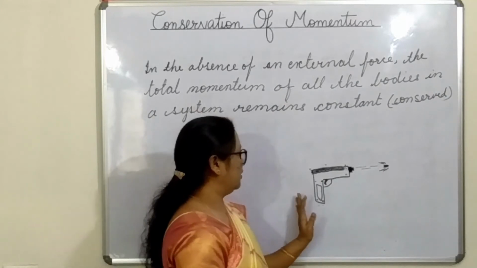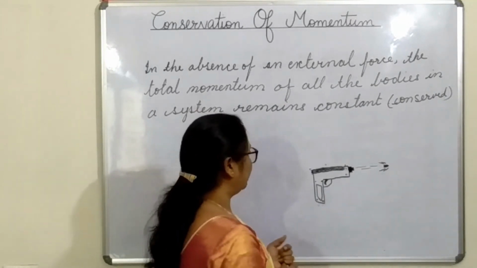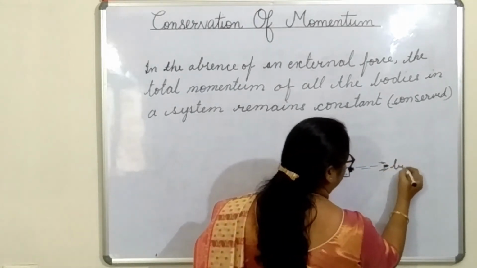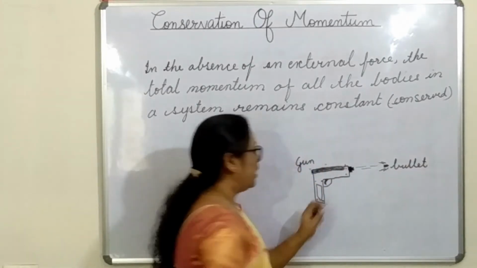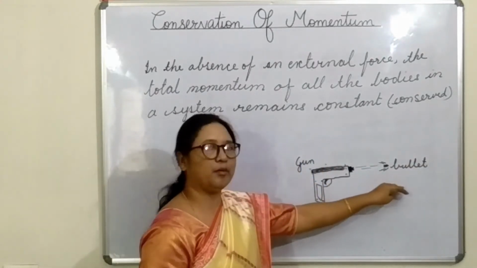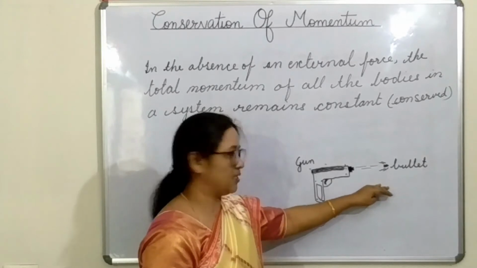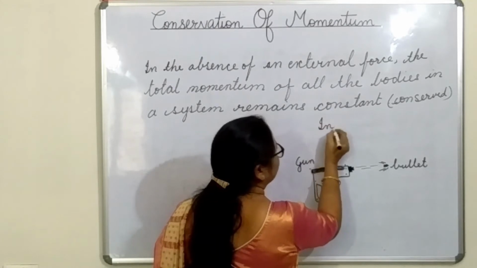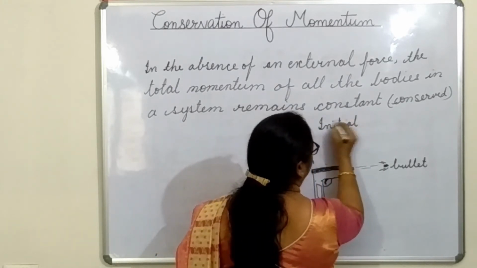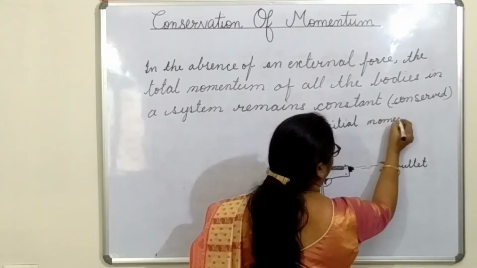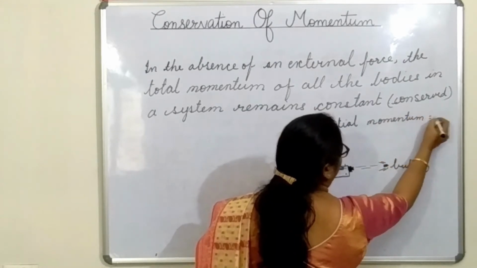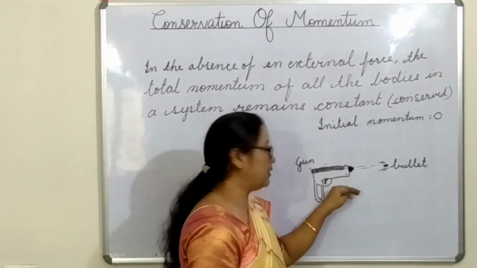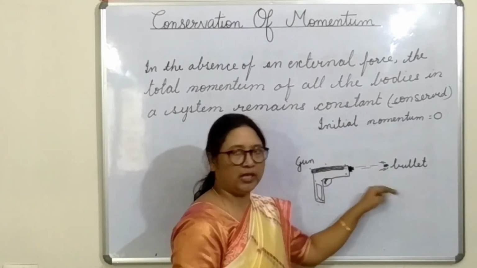A gun and a bullet. Here, this is a gun and this is a bullet. Initially, the gun and the bullet are at rest. So we will write initial momentum is equal to 0. Why is the initial momentum 0? Because in the beginning the gun and the bullet both are at rest.